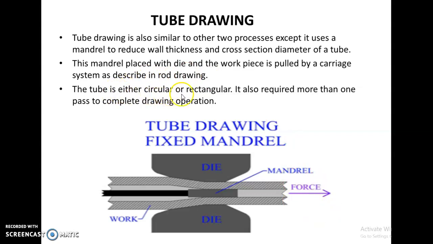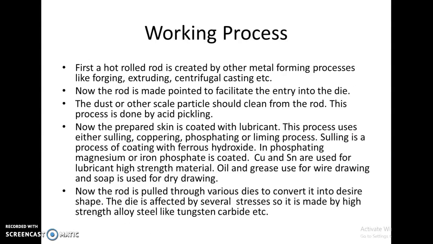The tube is either circular or rectangular. It also requires more than one pass to complete the drawing operation. So this is called a single pass, and when going to the next pass, the diameter will be reduced further. Okay. So what is the working process of drawing?